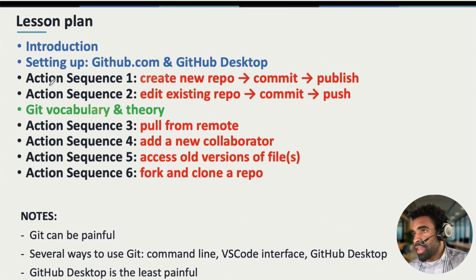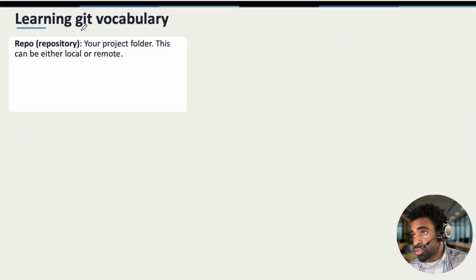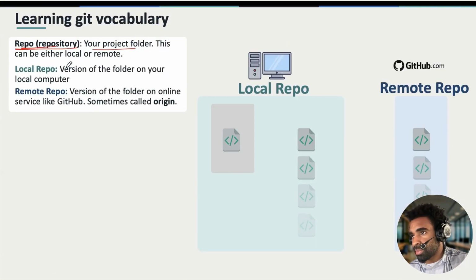So we've now seen action sequence 1 of creating a repo, committing and publishing, and action sequence 2 of editing, committing and pushing. Let's now take a brief detour and discuss Git vocabulary and theory. Some key Git vocabulary terms, and this is revision by now because I introduced them earlier on, is that the repo is your project folder, which can be local or remote. The local version is the one on your computer, and the remote one is the one on an online service like GitHub, sometimes called the origin.